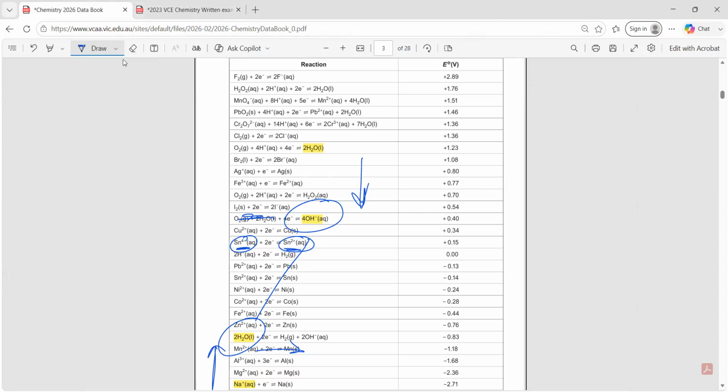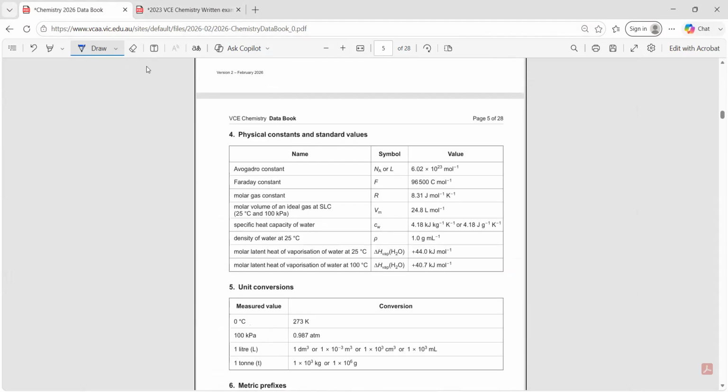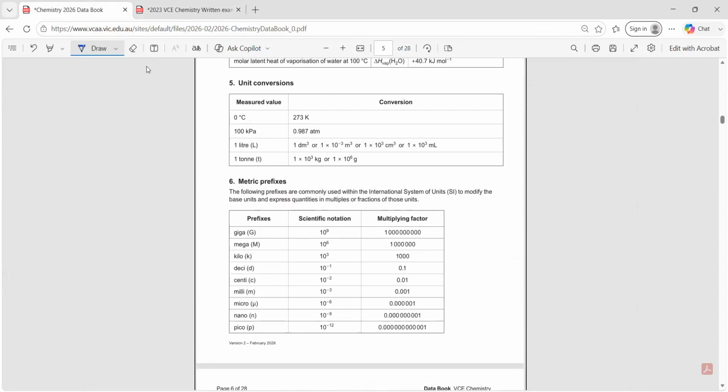Now, nanograms, I've never seen that before. So nanograms is 10 to the power of negative 9. Okay. So does that mean?